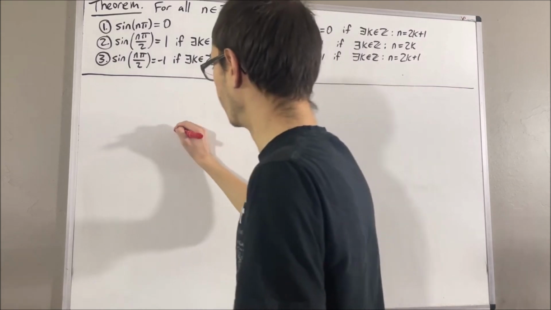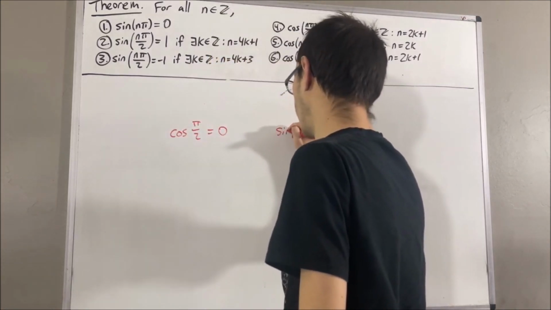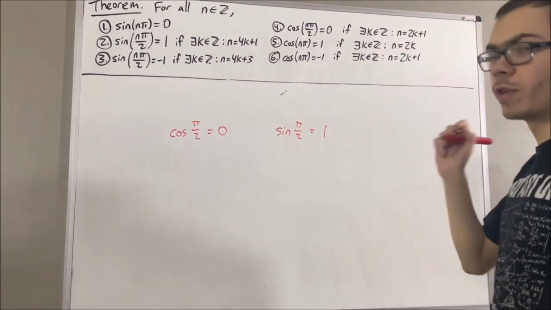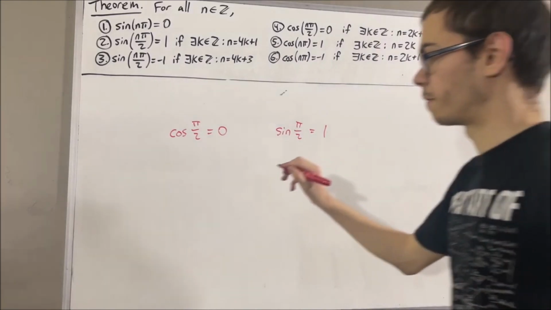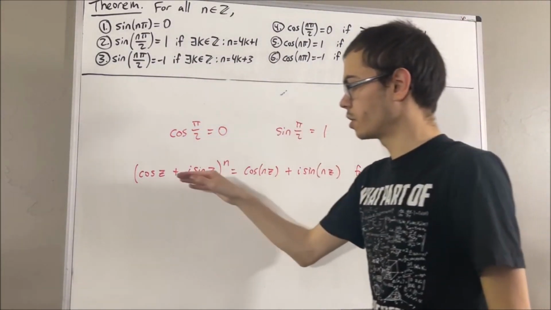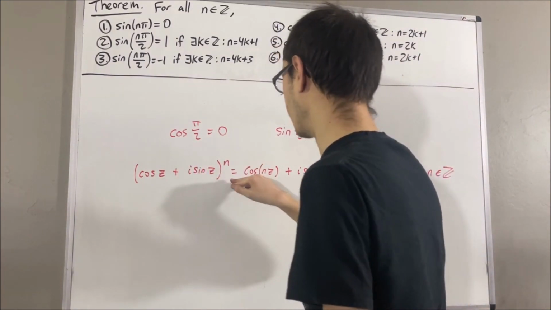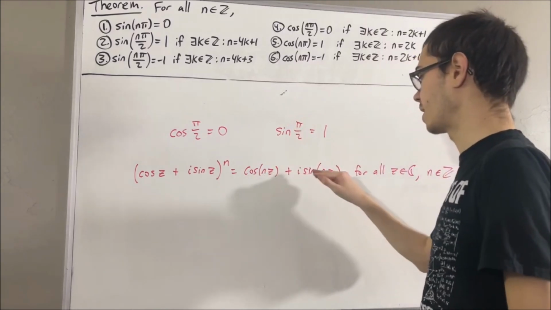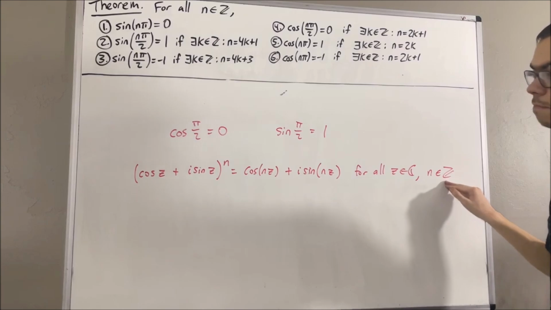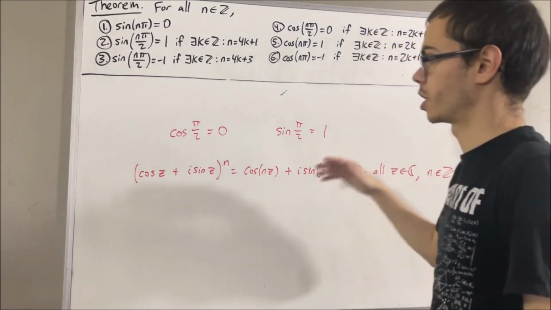Now at this point, we know that cosine of pi over 2 is equal to 0, and we know sine of pi over 2 is equal to 1. We've also proven de Moivre's theorem, which tells us the following. It tells us (cosine z plus i sine z) to the power of n is equal to cosine of nz plus i sine of nz for all complex numbers z and all integers n. So we're going to keep these results in mind throughout our discussion.